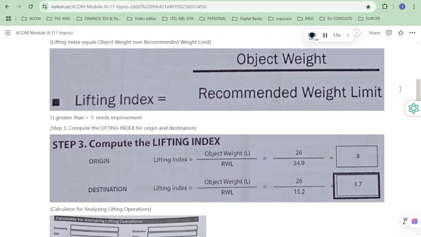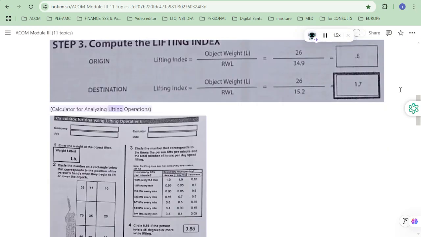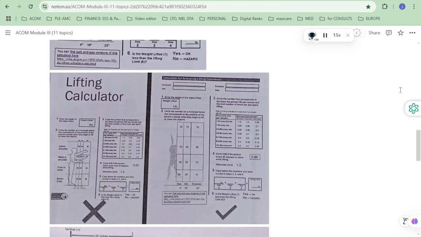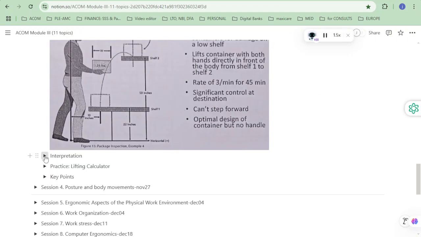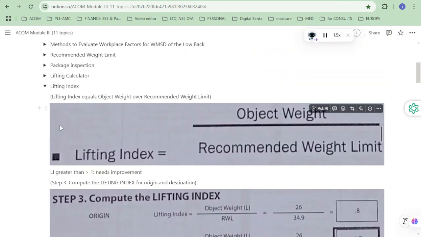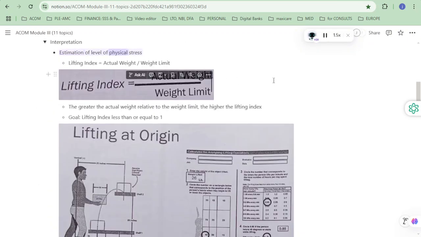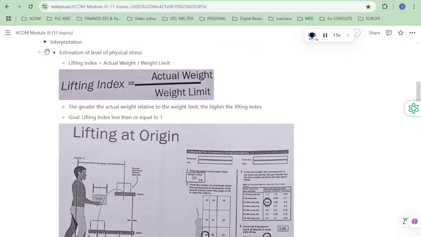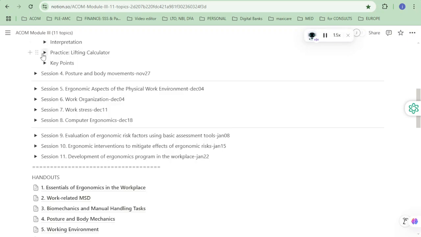Calculator for analyzing lifting operations. Interpretation. Estimation of level of physical stress. Lifting index equals actual weight over weight limit. The greater the actual weight relative to the weight limit, the higher the lifting index. Goal, lifting index less than or equal to 1.